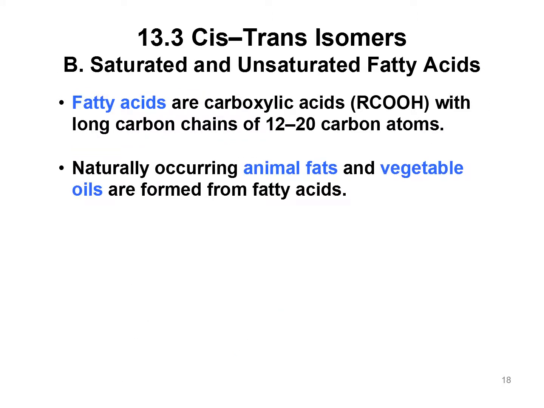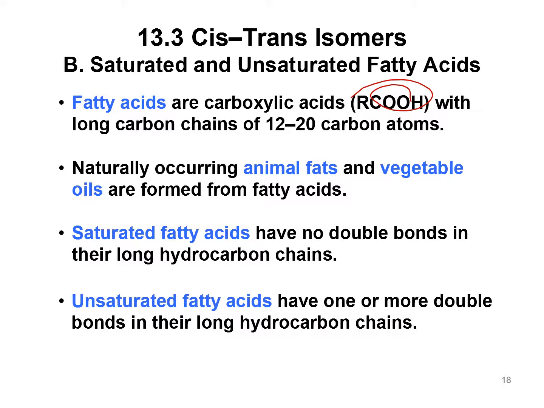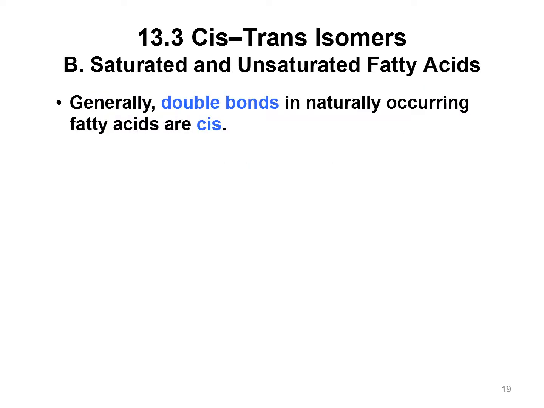Now, fatty acids or carboxylic acids, we've gone over this functional group. But they do have double bonds as well. And therefore, they're able to undergo the cis-trans isomerization, otherwise known as stereoisomers. Now, saturated fatty acids have no double bonds. Unsaturated fatty acids do have double bonds. So you have saturated fatty acids, but you also have unsaturated fatty acids.